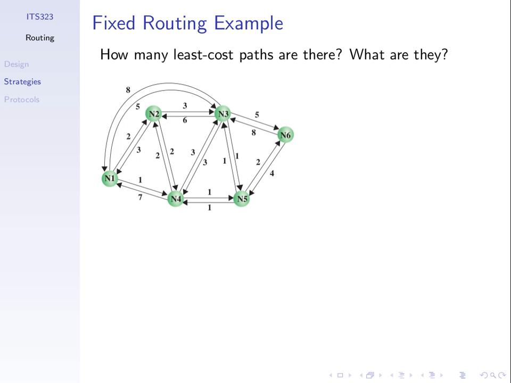Again, you don't need to calculate, the answer is here. From 6 to 1, 6, 5, 4, 2, 1. Therefore, from 5 to 1, it must be 5, 4, 2, 1. Because if there was a lower cost path from 5 to 1, that would be included in the least cost path from 6 to 1. So from 5 to 1, we immediately know it's 5, 4, 2, 1. And we could keep going, I'm not going to do them all.